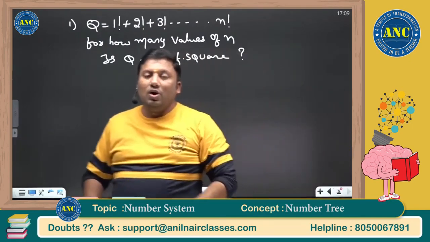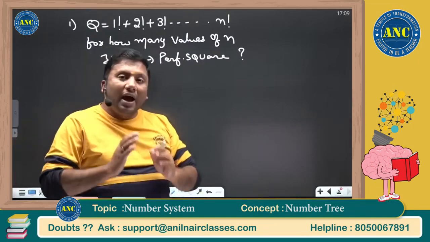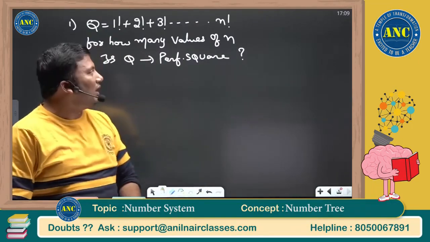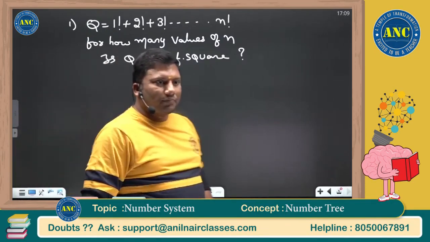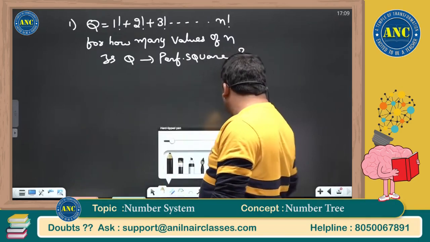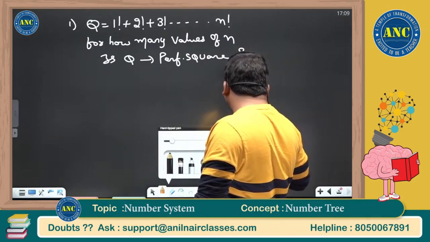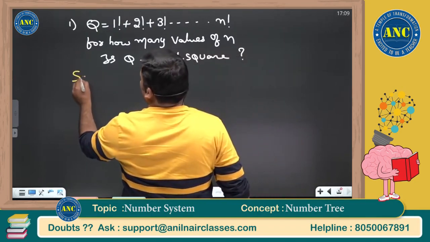Q equivalent to 1 factorial plus 2 factorial plus 3 factorial and so on up to n factorial. For how many values of n is Q a perfect square?